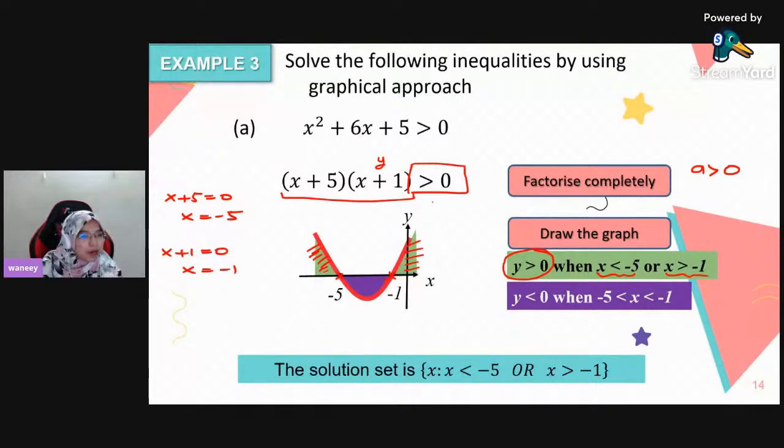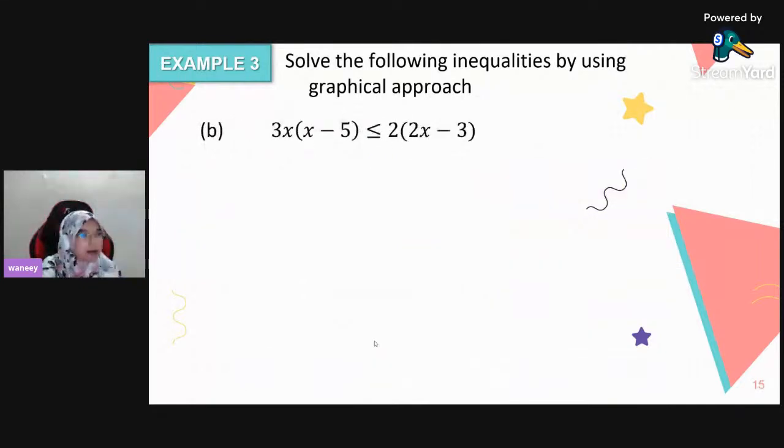Oh, by the way, if you have the equal sign at 0 over here, then the symbol over here will be x less than or equal to negative 5 and x greater than or equal to negative 1. So the equal sign, you need to follow the question. If your question has an equal sign, you will have your equal sign for your answer as well. Okay, so done with the first one. Let us proceed with the second one.